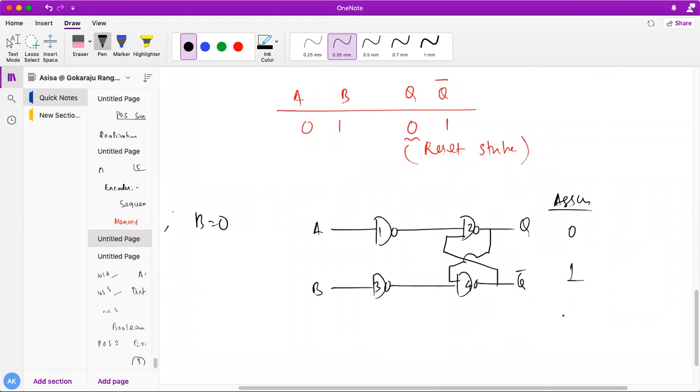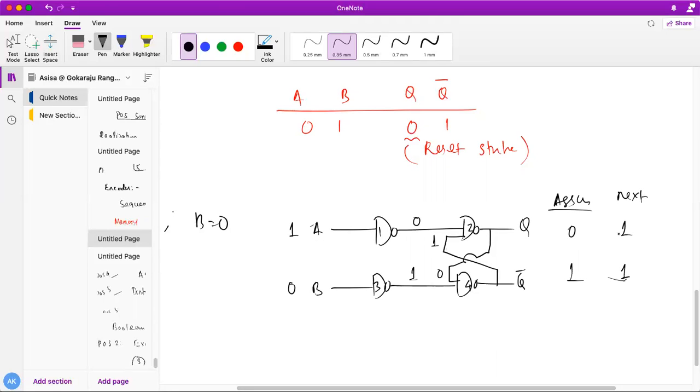If it is like this, what will happen? If I am taking A is 1, B is 0, what I will get is just an inverter. 1 will become inverted to 0, and 0 will be inverted to 1. Now if this is connected to 0, what will I get? 1, 0 gives 1. So now 1 will be connected here. So 1, 0, again 1.